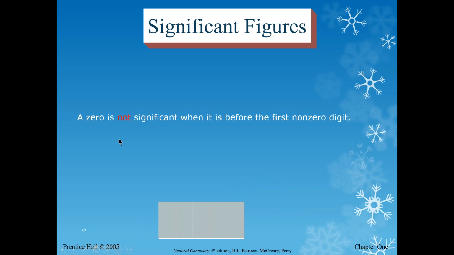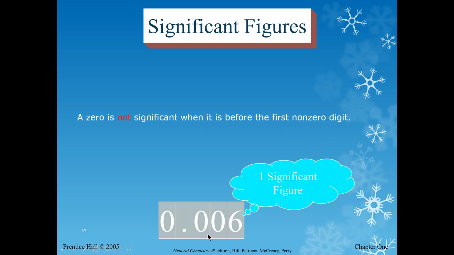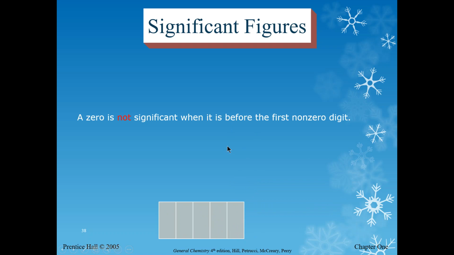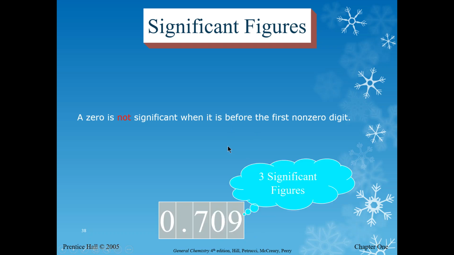Okay, now here's a situation where a 0 is not significant. A 0 is not significant when it is before the first non-zero digit. So if you have a number such as this one here, where you have zeros, and the first non-zero digit comes after the zeros, then those zeros are not significant, and therefore this is only one significant figure being represented here. All right. Here's another example. In this case here, we have 2 types of zeros.